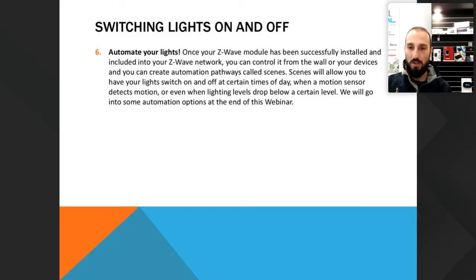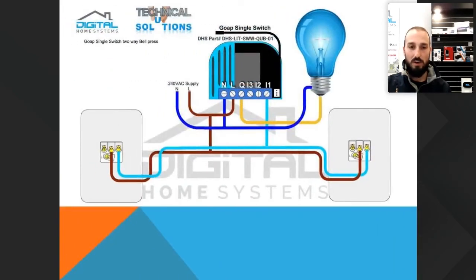So let me just jump back to this wiring diagram image here. Now, this is a simple wiring diagram for a two-way setup. In the middle there, you can see we're using a GoApp or a Qubino single switch, and the diagram there is exactly as you can see it on the actual device itself. Now, you can see we've got neutral wires running into it, we've got live wires running into it, and of course going to the switches themselves.